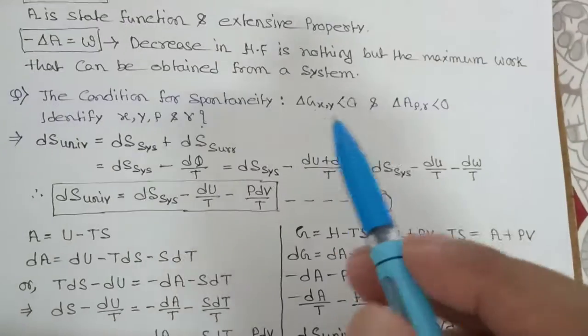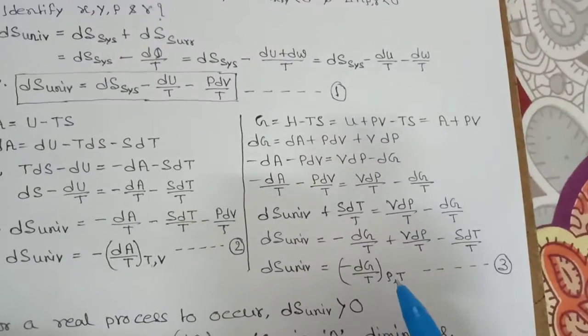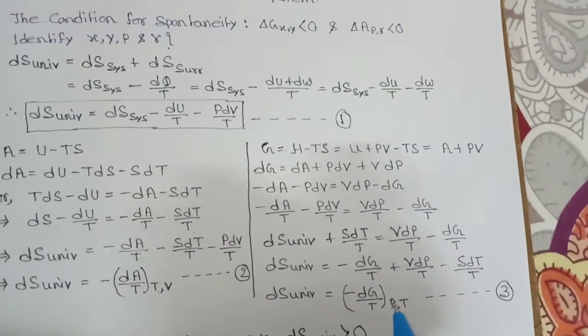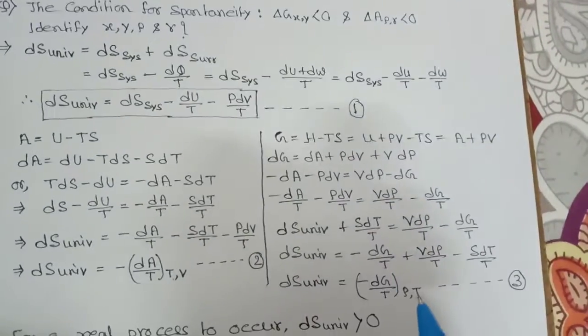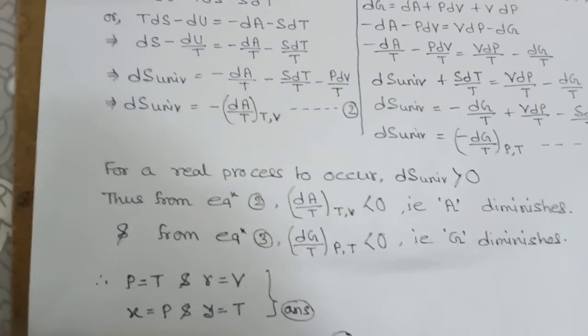And in case of dG, constants were X and Y. So here constants are pressure and temperature. So X is nothing but pressure and Y is nothing but temperature. So X is pressure and Y is temperature. This is the answer.